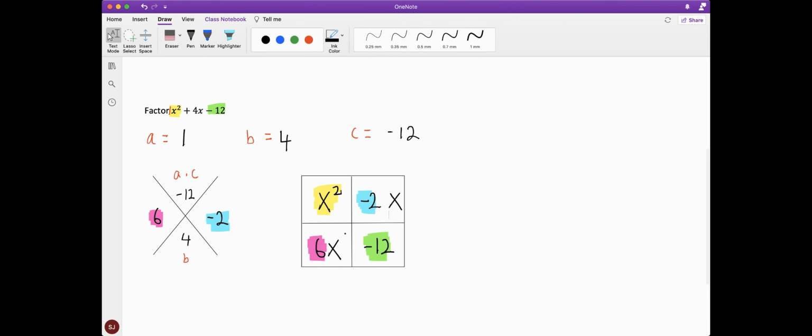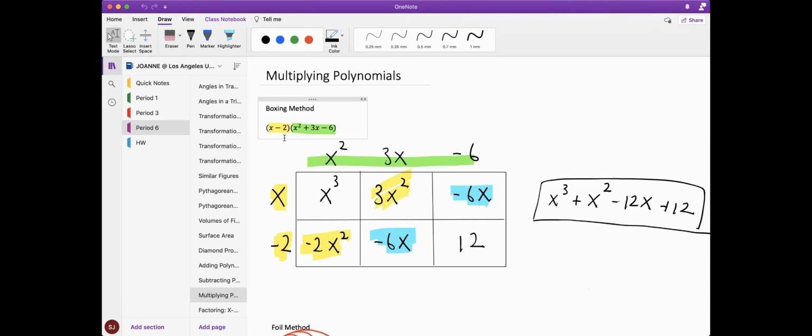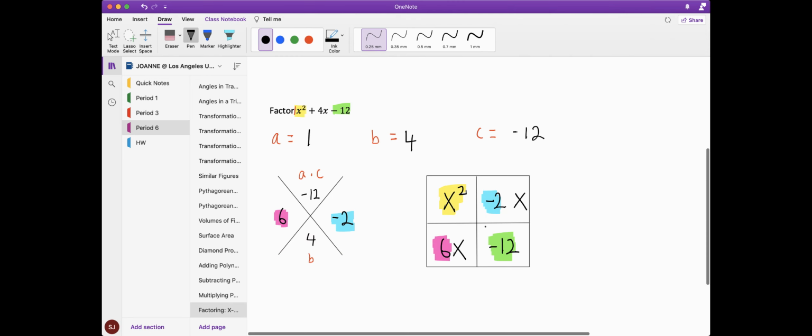So now from here, you're doing the boxing method backwards. Let's quickly remember what the boxing method is about. Remember, in the boxing method you had your polynomials, you wrote them outside, and you figured out, all right, x times x squared is x cubed, x times 3x is 3x squared. You filled out the insides, right? You had the outside and you filled out the inside. For Xbox method, you have the inside and you have to fill out the outside.